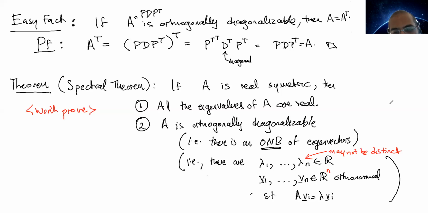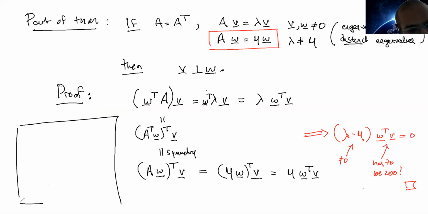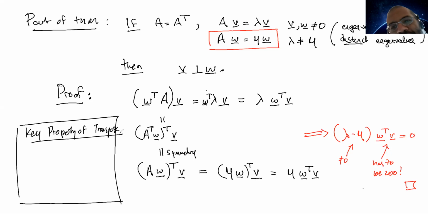Okay, so that proves one piece of this theorem. Maybe I won't add the remark. I already wrote on the previous page that the eigenvalues may not be distinct. So how was orthogonality used here? This is something I only learned in grad school, which is what does transpose really mean? And this is the key property of transpose, that is used in all interesting places where transpose is used.